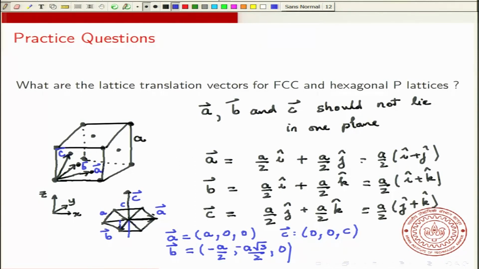Again, this is not the only choice; you can also take other choices as is convenient. This is how you get primitive lattice translation vectors for different lattices. With that I will conclude week 2 of this course, and we will start week 3 in the next lecture. Thank you.